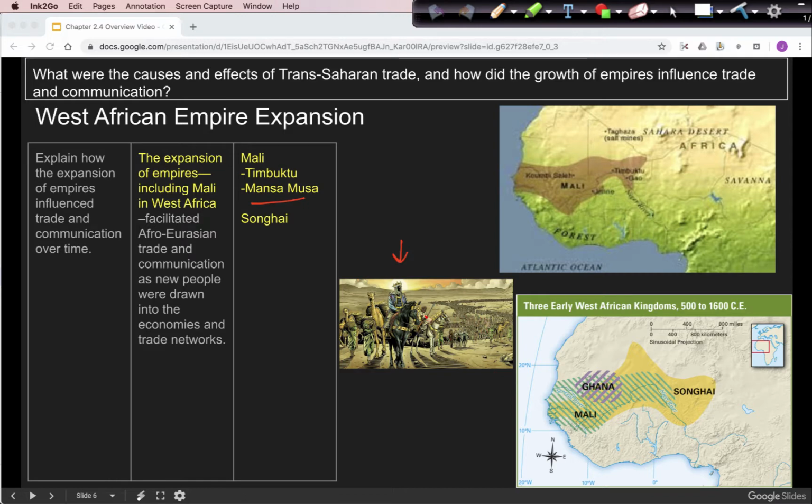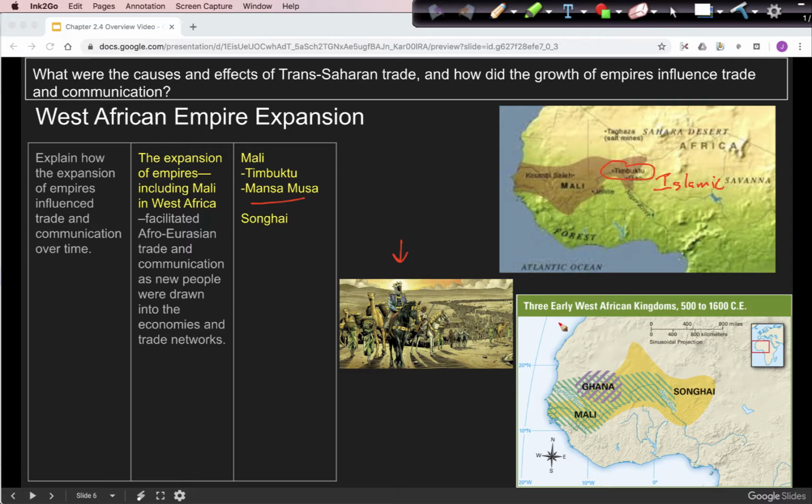So this pilgrimage that he made really deepened his faith and made him a more devout Muslim. And when he returned to Mali, he built a lot of schools and mosques. So Timbuktu became known, in addition to being a trading city, as an Islamic scholarship center. And that helped to intensify the practice of the religion in West Africa.